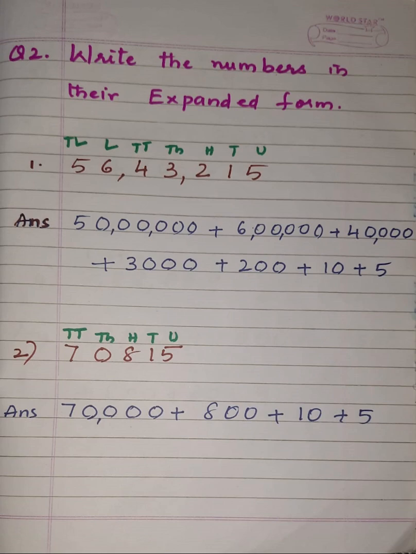Now next is 8. 8 is in which place, children? It is in the hundreds place. So its place value of 8 is 800. Now digit 1 is in which place? Tens place. So the place value of 1 is 10. And the 5 is in which place, children? Finally, it is in the units place. So the place value of digit 5 is 5. Then, children, what you have to write? You have to write the answer as 70,000 plus 800 plus 10 plus 5.